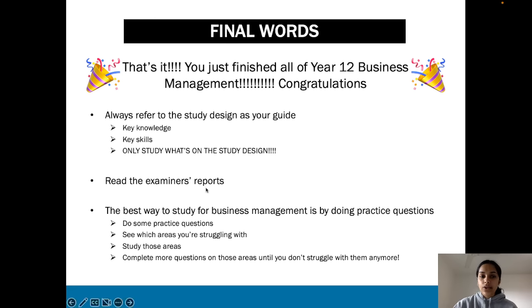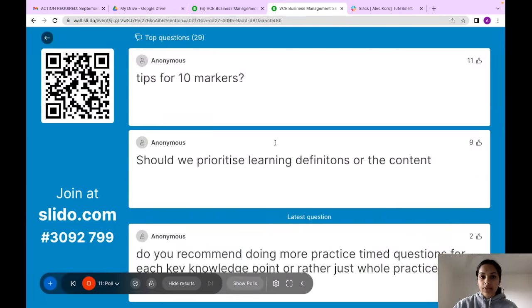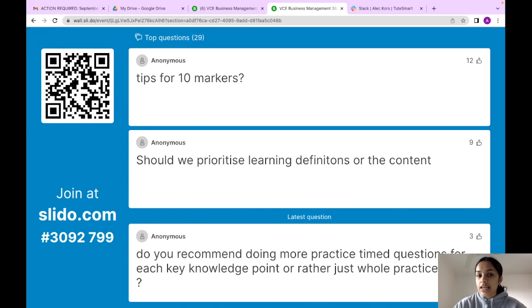Cool. Let's go through some questions, because I know that there are quite a few. So we want some tips for 10 mark questions. With 10 markers, I would definitely recommend highlighting the key task words, highlighting the key content, but also spending a few minutes doing a plan. 10 mark questions are basically like an essay. You should treat it like an essay.